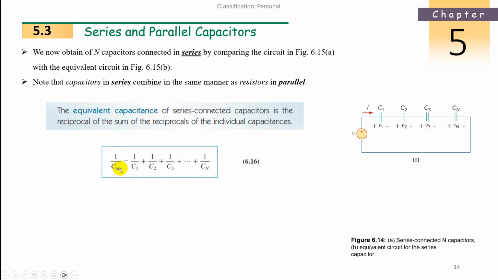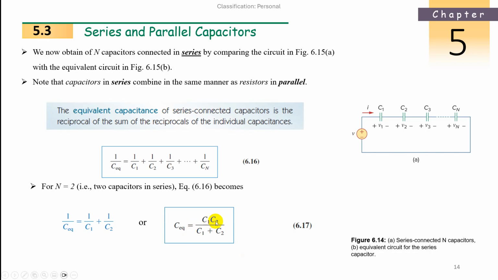See, 1 by C equivalent is equal to 1 by C1 plus 1 by C2 plus 1 by C3 plus up to 1 by Cn. Again, if you want C equivalent, take the reciprocal of the sum. For two capacitors in series, it is C1 C2 divided by C1 plus C2. That is 1 by C1 plus 1 by C2, so C equivalent will be C1 C2 over C1 plus C2, or C1 multiplied by C2 divided by C1 plus C2.